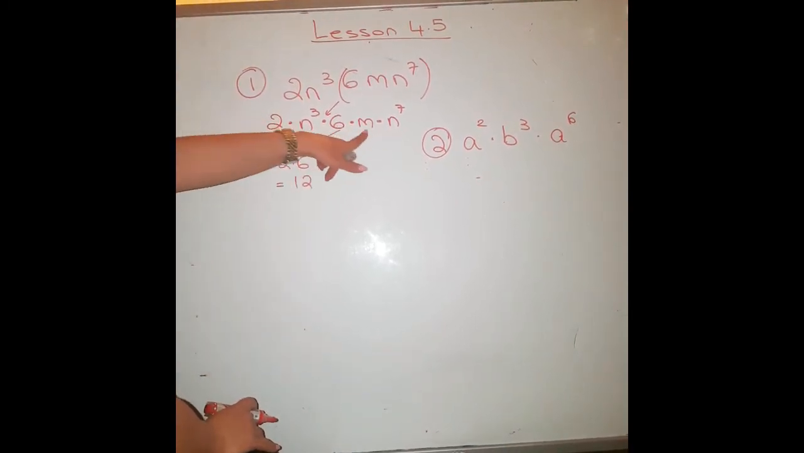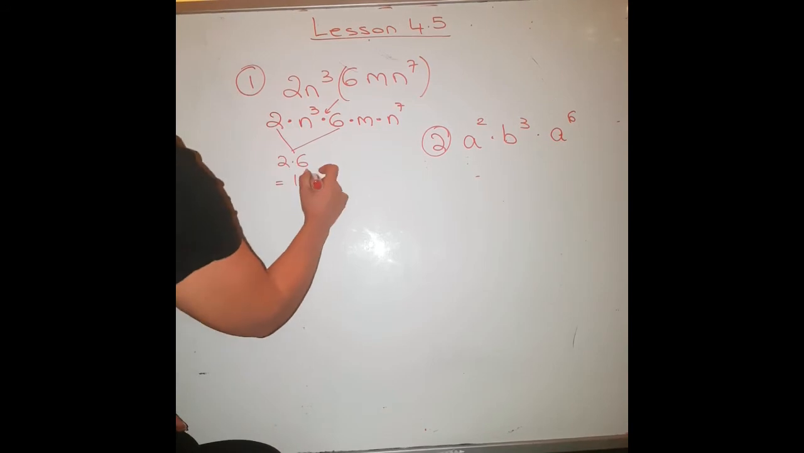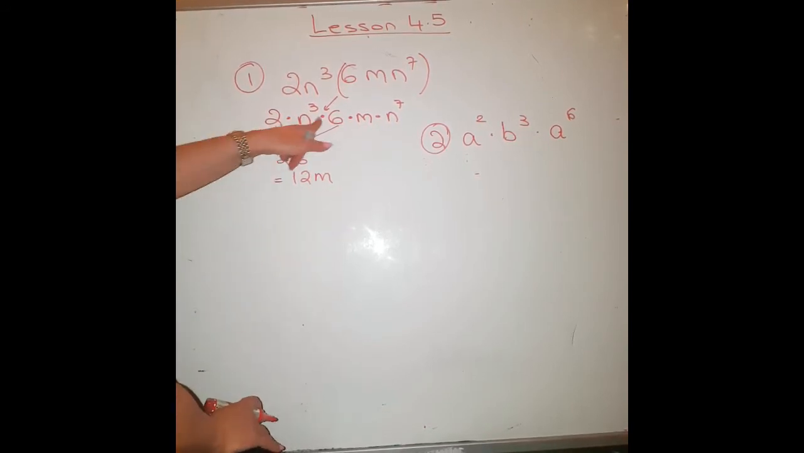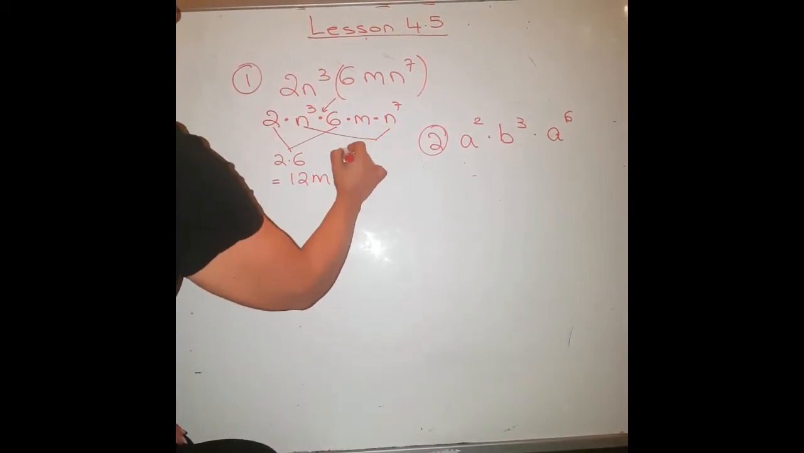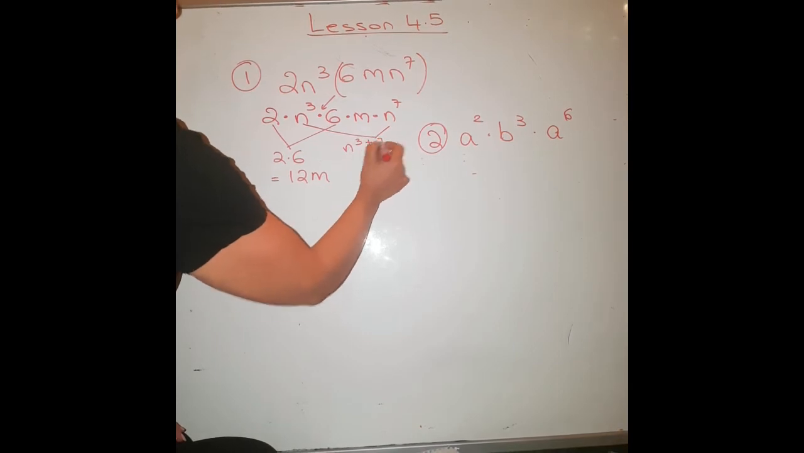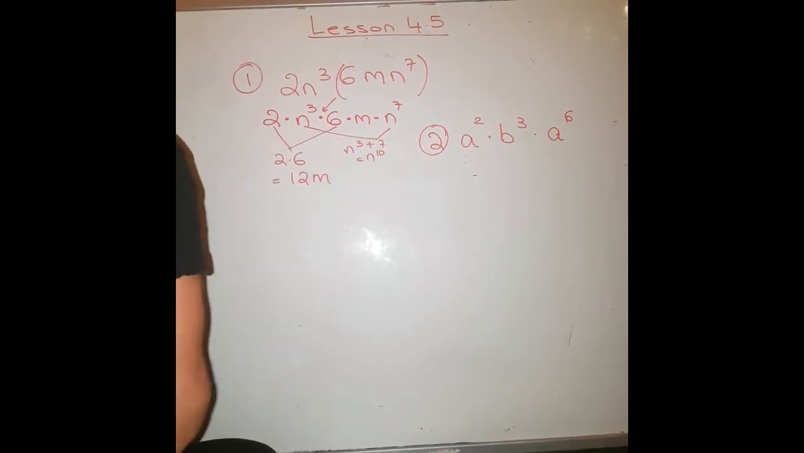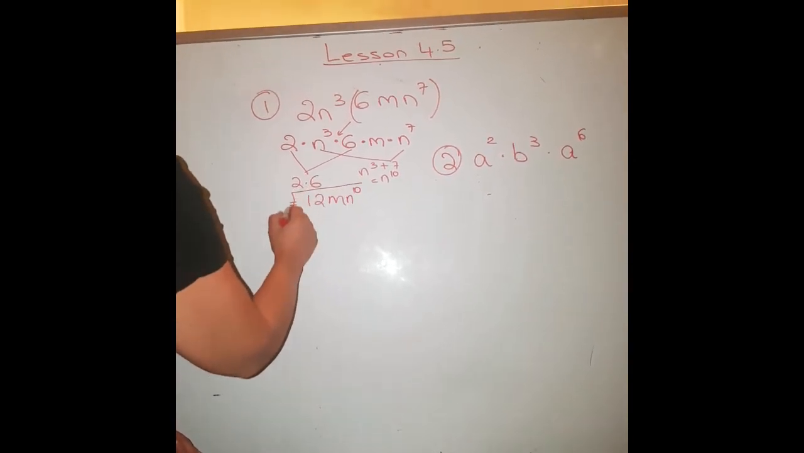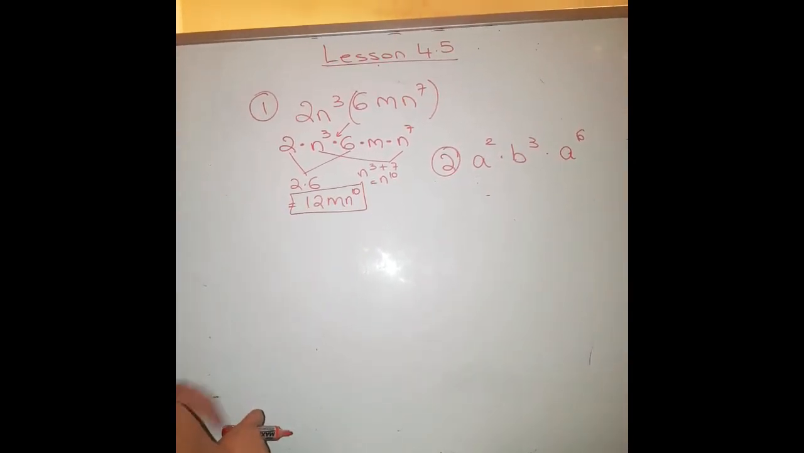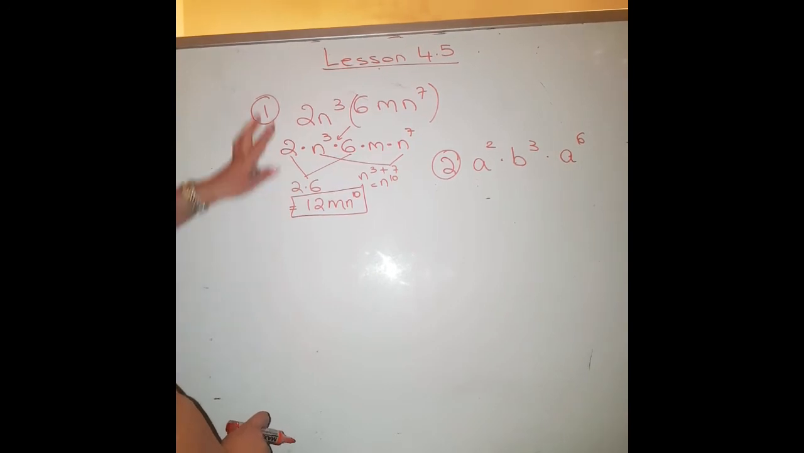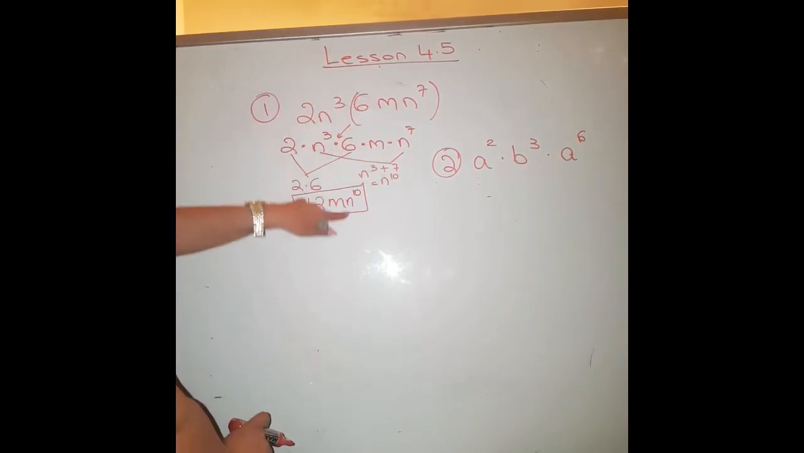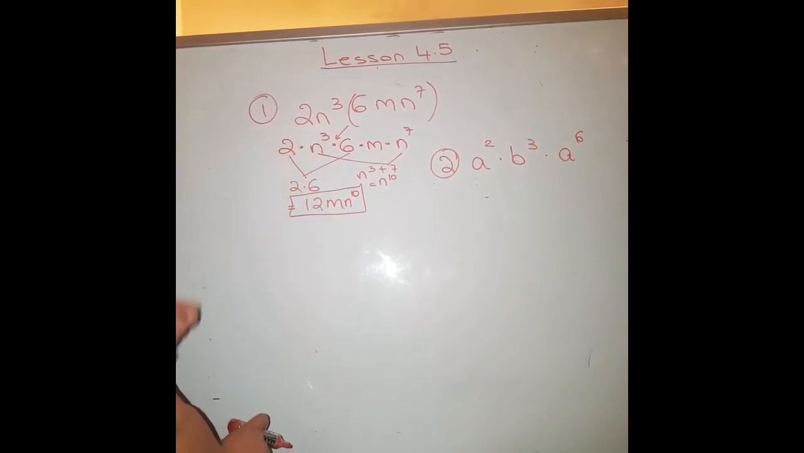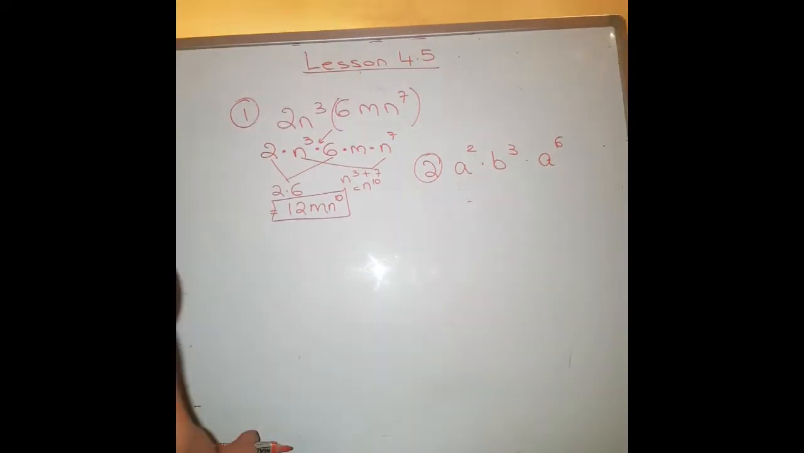Where are my like terms? Does an m have a like term? No. So I bring it down to the answer. I have the n's. So it's n^(3+7), which is n^10. Where do I put it? In my answer. So my final answer is 12mn^10. Once you open them up, that's where you see them. Use your multiplication signs.